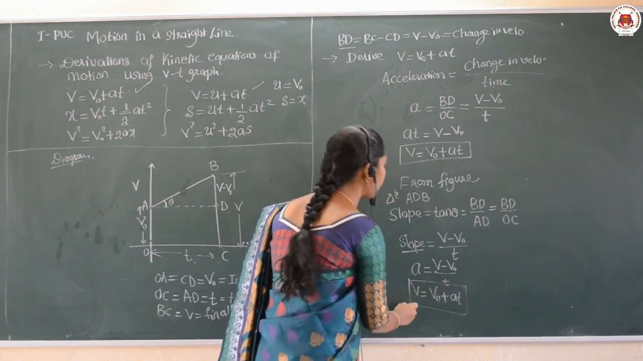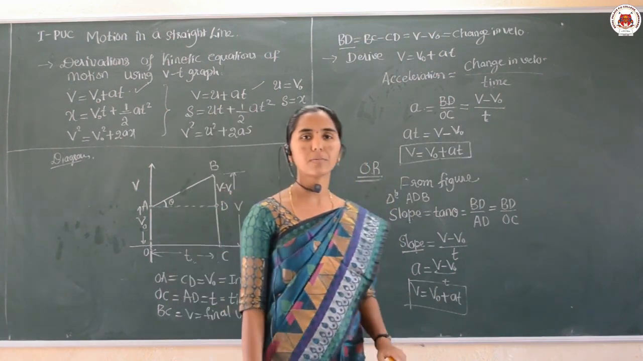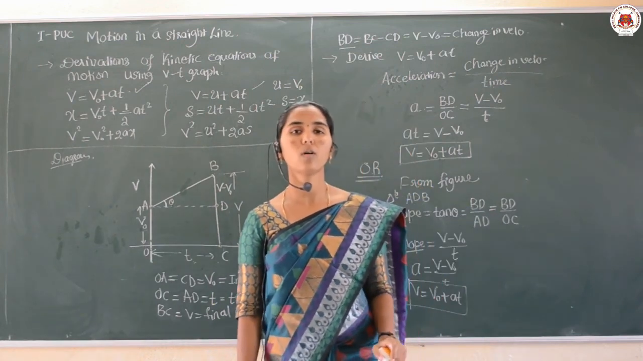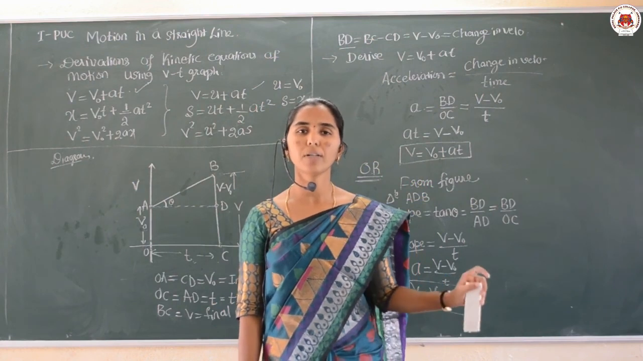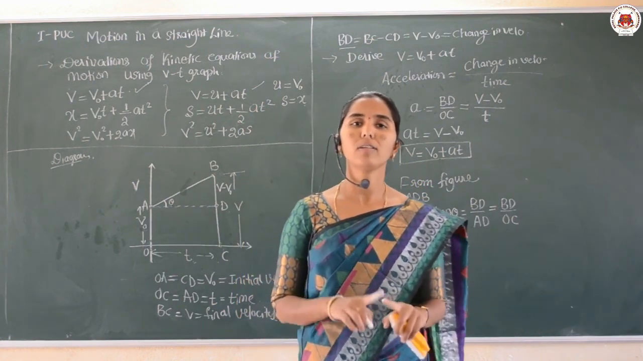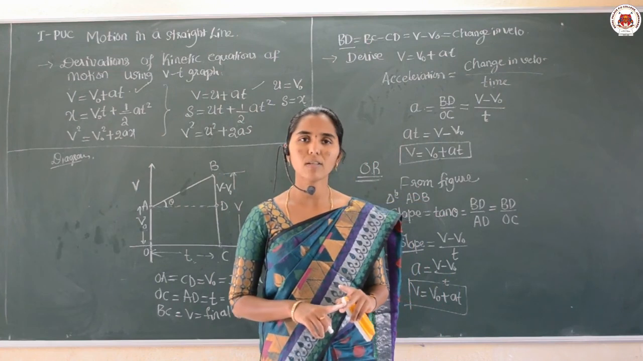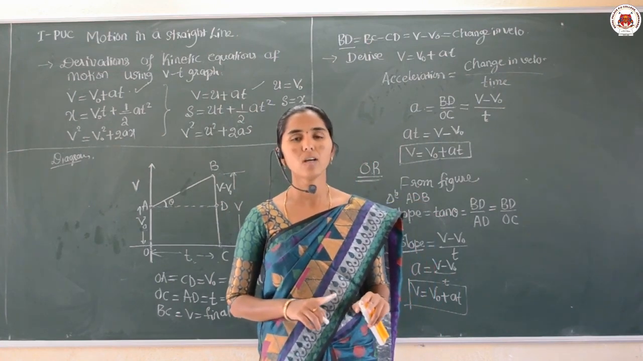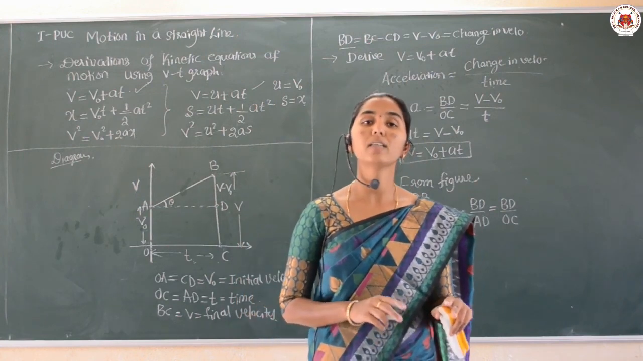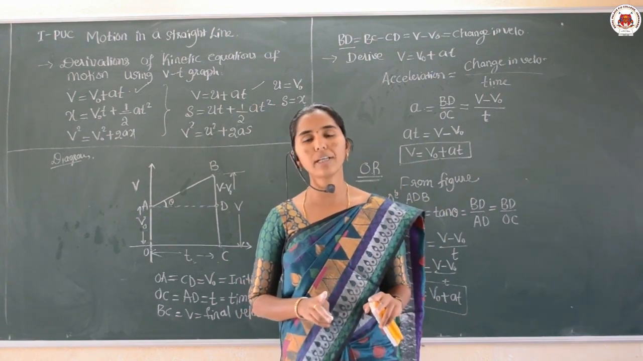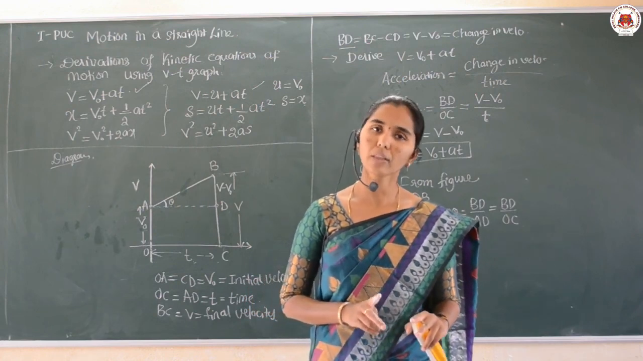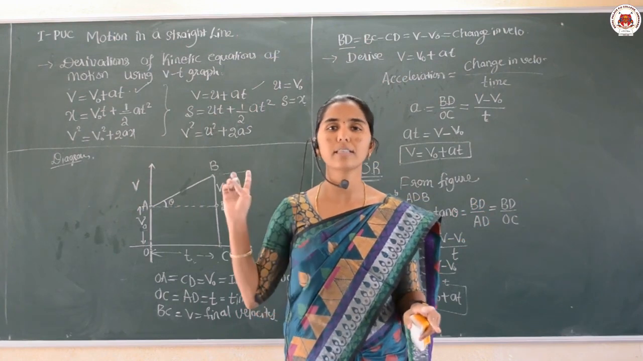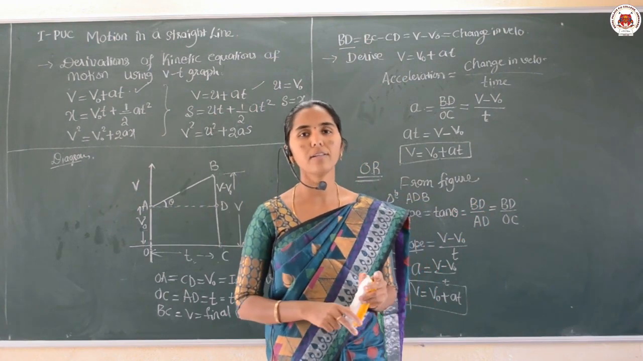This is also another method to derive the expression V equal to V naught plus AT. I hope you understood, where V is the final velocity, V naught is the initial velocity, A is the acceleration and T is the time. Okay dear students, the remaining two important expressions we will derive in the next video. I hope you understood all the steps. You have to practice more on this expression, right? Okay, we will see in the next video.